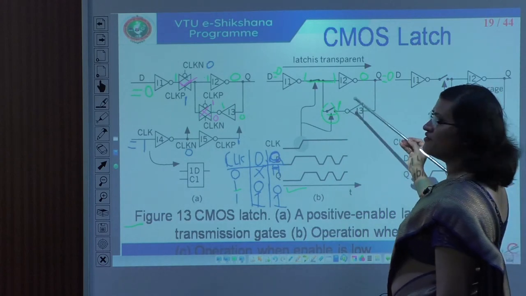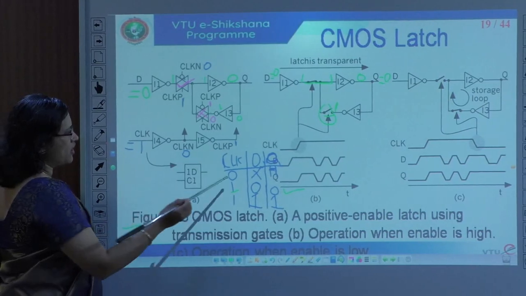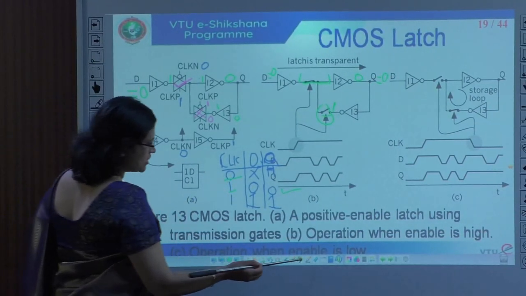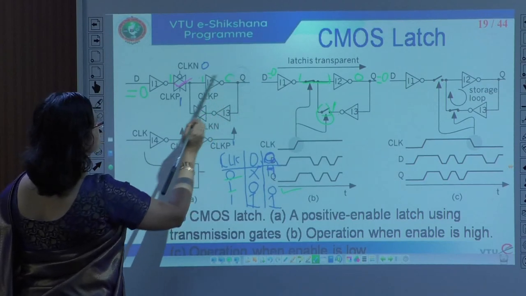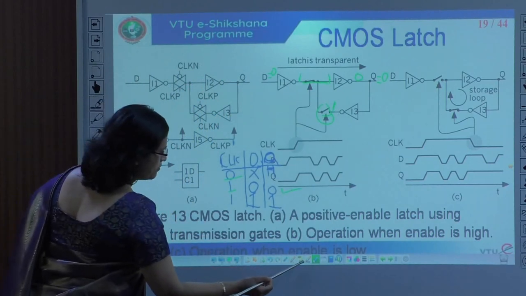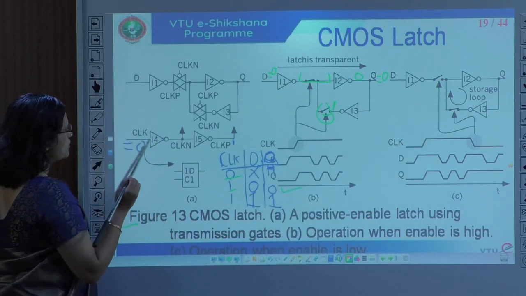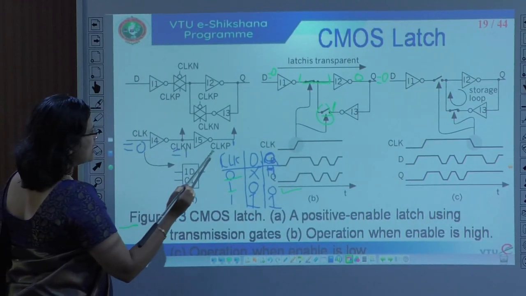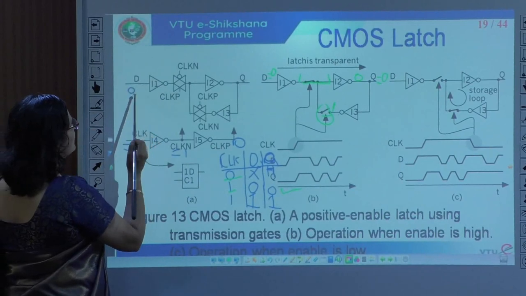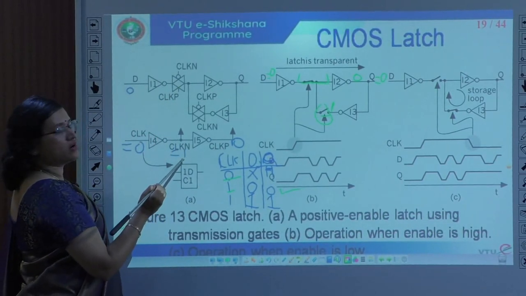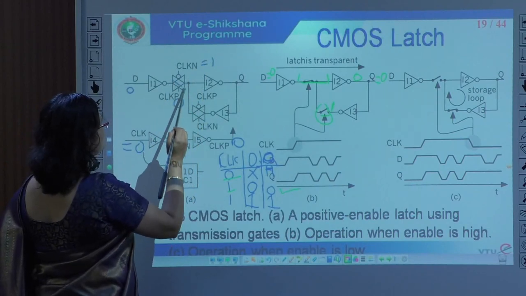Next we will take up the next case, clock equal to 0 now. If I apply clock equal to 0, CLK N will be 1 and CLK P will be 0. My D value previously can be anything, D can be 1 or 0. So now CLK N is equal to 1, and this will be 1 and this will be 0. So this transmission gate is off.